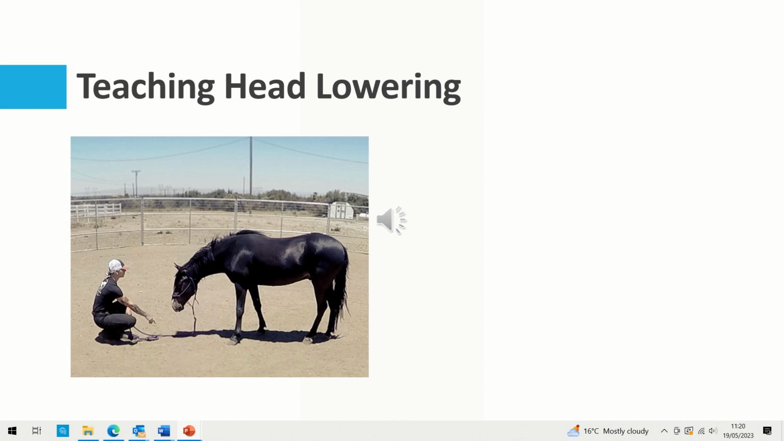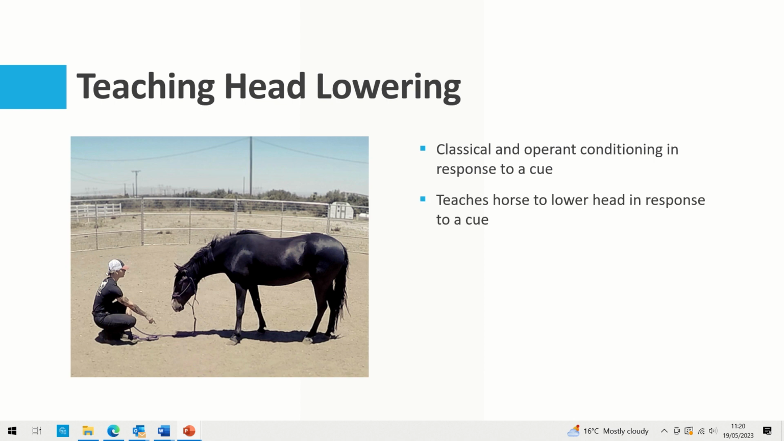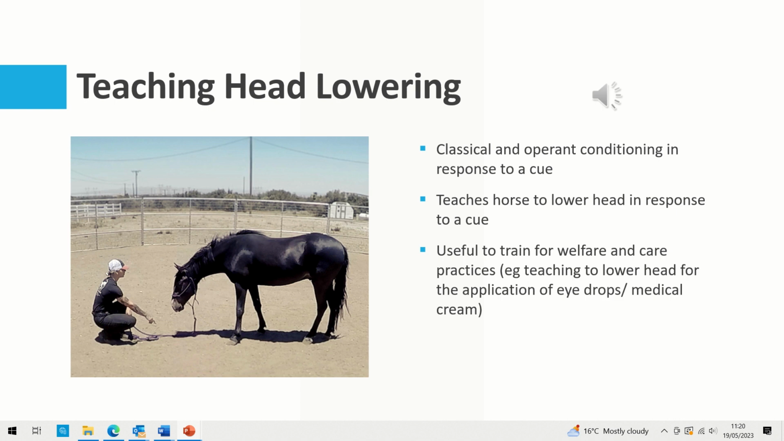Head lowering. Classical and operant conditioning is used in response to a cue to teach head lowering. This may be a positional cue by placing a hand on the horse's poll, or it could be a vocal cue. This teaches the horse to lower its head in response to the cue, and teaching head lowering can be useful to train for welfare and care practices, such as teaching the horse to lower its head for the application of eye drops.